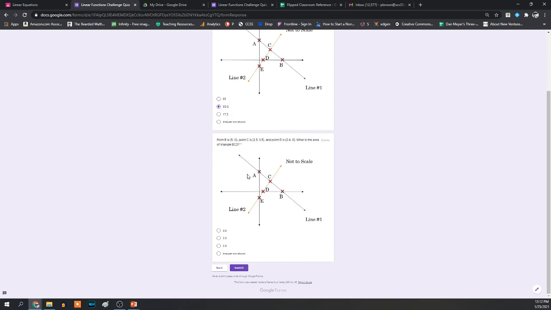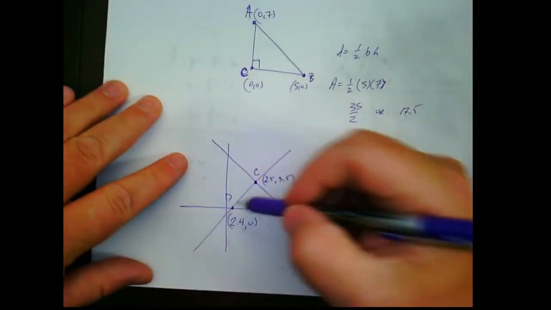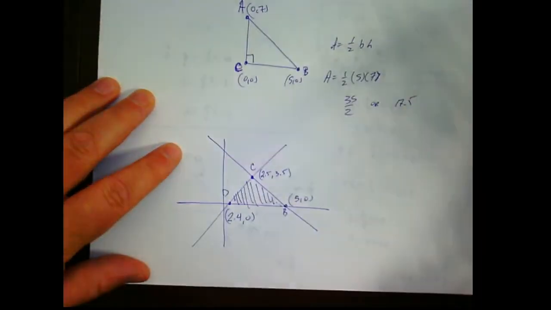Now, the next one says point C, or sorry, same thing, right? Point C gives you point B, point C, and point D at 2.4, and it asks you what's the area of this triangle right here. Oh, man. So let me sketch that real quick. This is point C, and it's (2.5, 3.5). We got point B, which is (5, 0), and we've got point D, which is (2.4, 0). Okay, let's look at the document camera here. We have to find the area of this triangle right here. That's the one we have to find.